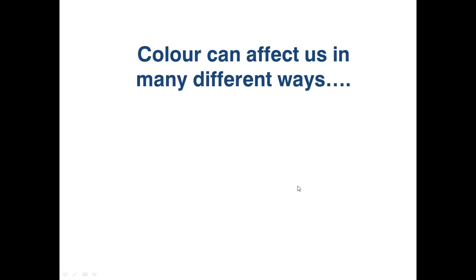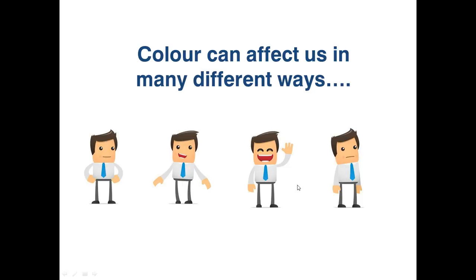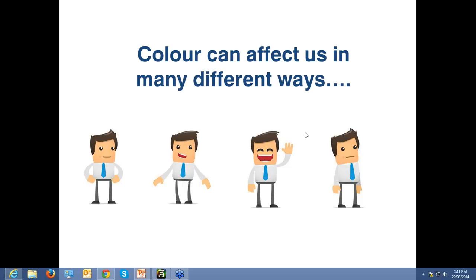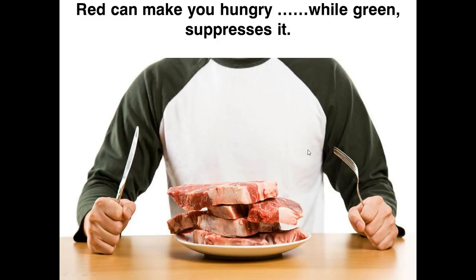Okay, colors can affect us in many different ways. I found this interesting because I started to think about color and what effect it can have on us. Before we even get into color for learning, I thought I'd just investigate a little bit more about color. So if you like facts, this might be interesting. The first one I got was that red can make you hungry, the big red steak there, while green can suppress an appetite. So red can make you hungry, which is quite interesting.